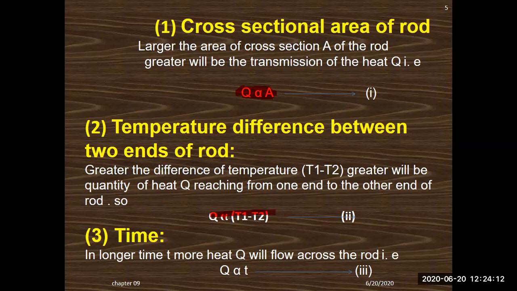So here it is. This is the formula used to calculate. This is the formula which explains that the larger the temperature difference between the two ends, the more heat will be transferred. The more the cross-sectional area, the more the heat transfer. Number three is the time. The longer the time, the more heat will flow from one end to another end. So these are the three factors till now.